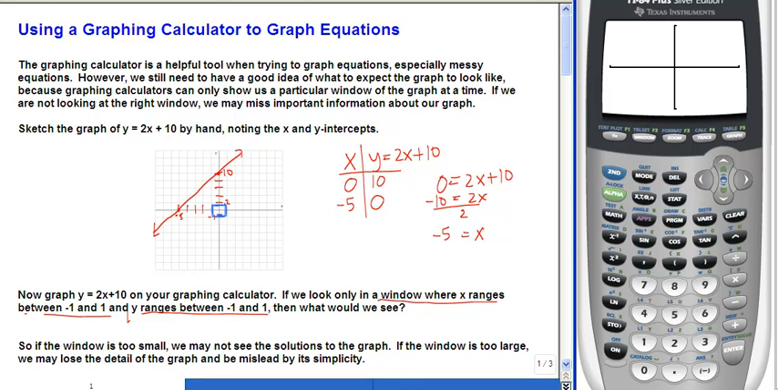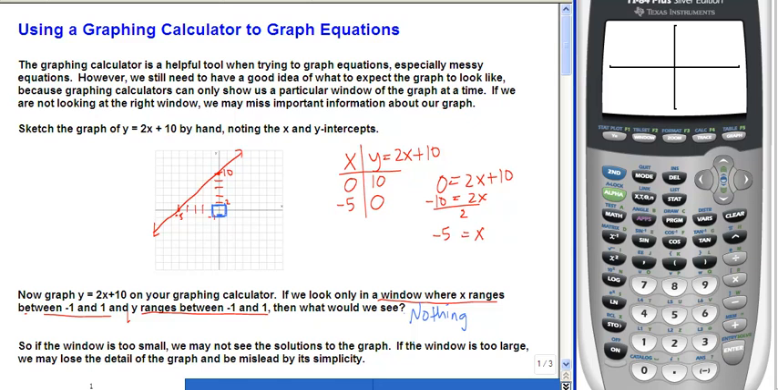Okay, so in this example, what did we end up seeing? We saw nothing between -1 and 1 for x's and y's, because that's just too small of a window, and our graph did not intersect or go through that small window at all. So if the window is too small, we may not see the solutions to the graph. Likewise, if our window was too large, we may lose some of the detail of the graph and be misled by its simplicity. So we're going to see examples of that as well.